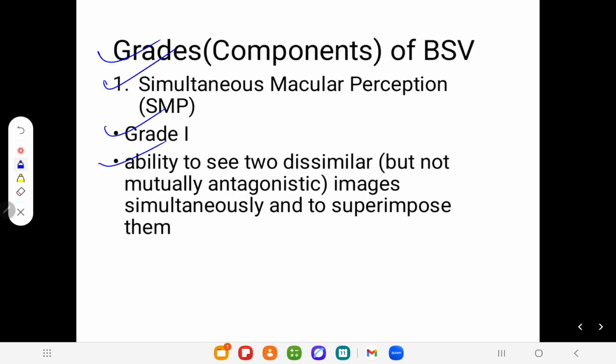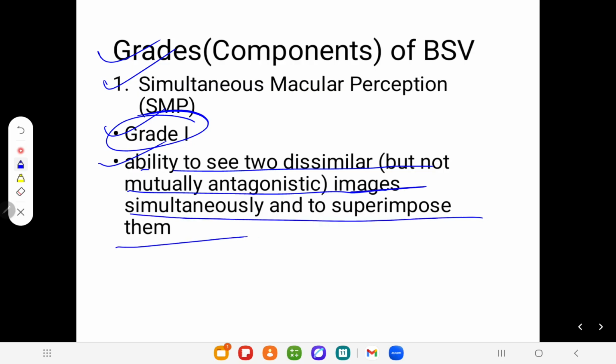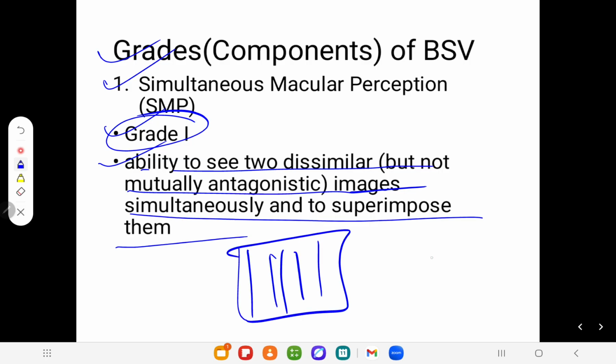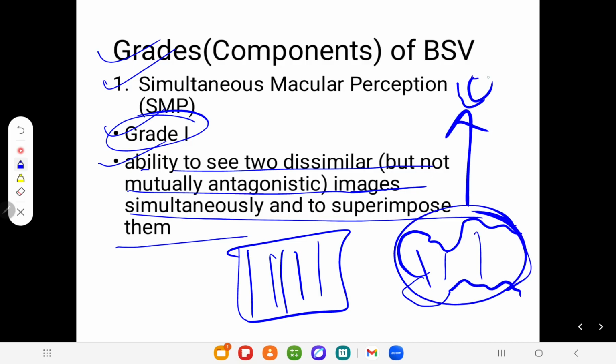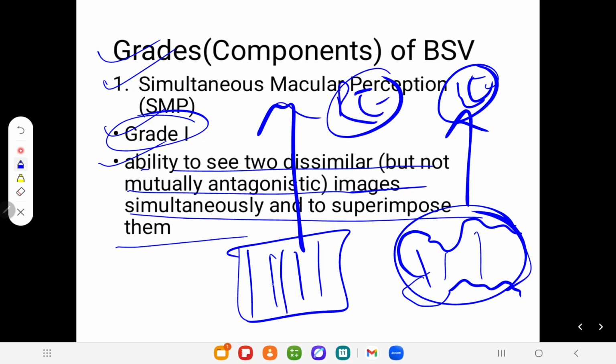What is simultaneous macular perception? Which is grade one. The ability to see two dissimilar, not mutually antagonistic, images simultaneously and superimpose them. That's a simple thing. Just see, this is a cage and this is a lion. I don't know, sorry for my picture. If this image is projected to our left eye and this image is projected to our right eye, then we will see the lion in the cage, isn't it? So that's the simple thing. We can see two dissimilar objects simultaneously and superimpose them. It's very simple, simultaneous macular perception.